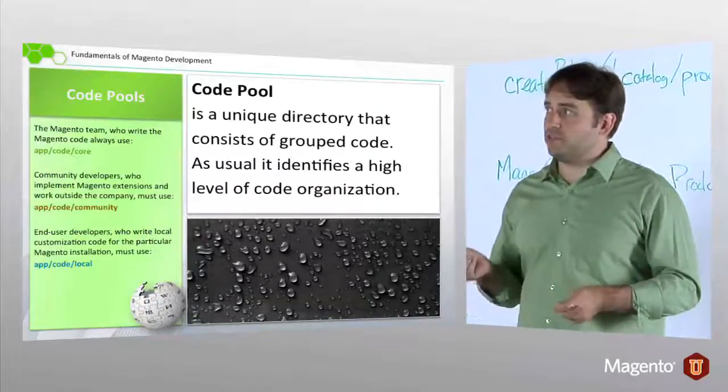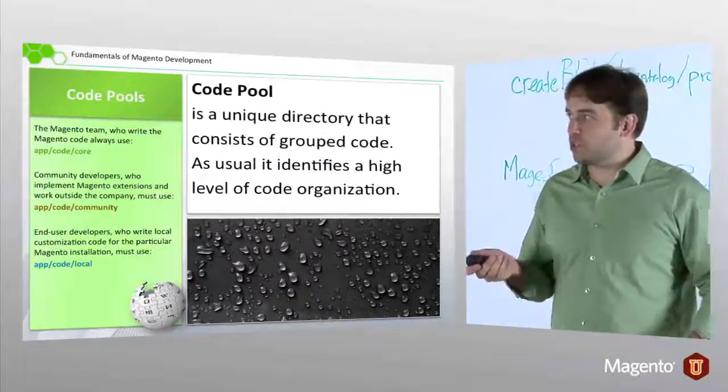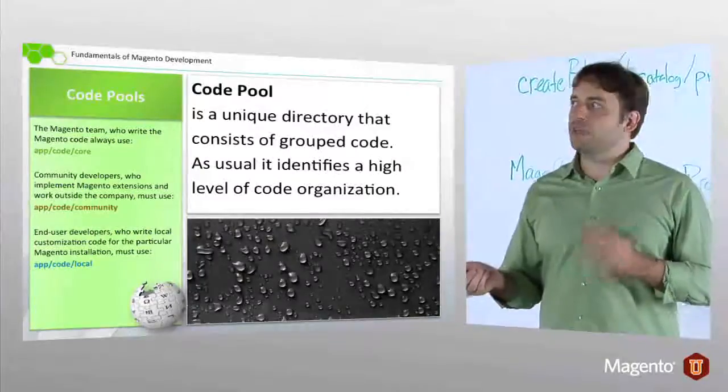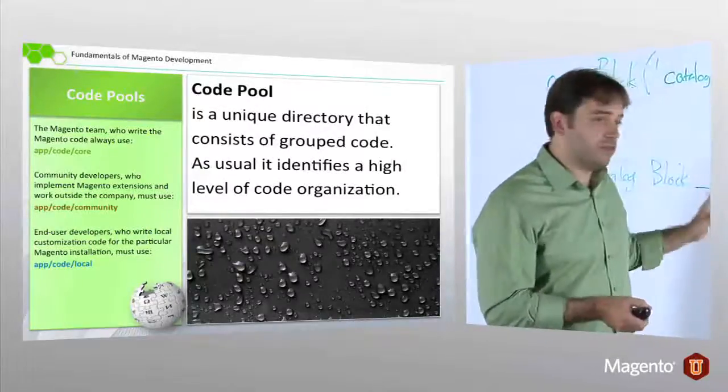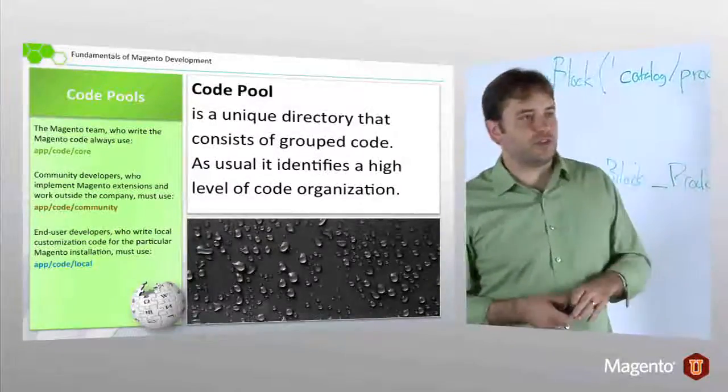Effectively, they're all just places in the file system. It just so happens that the system looks in local first, then will look in community, and then will look in core as far as finding files goes.